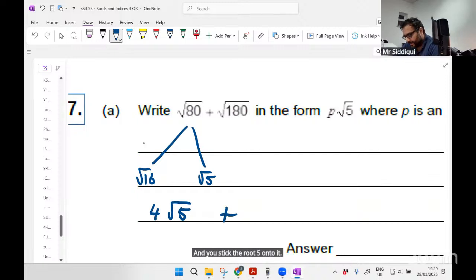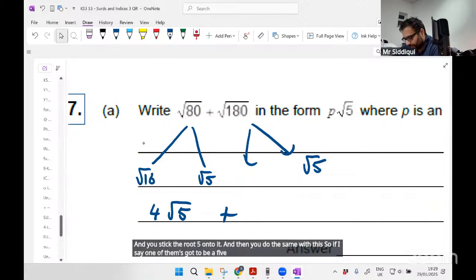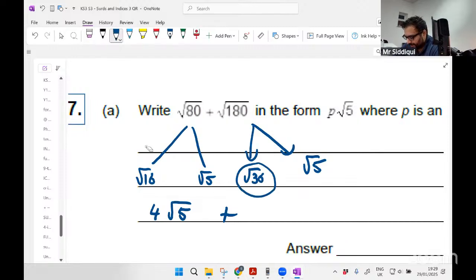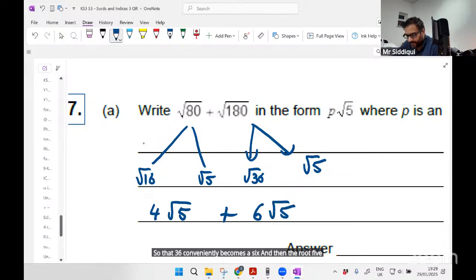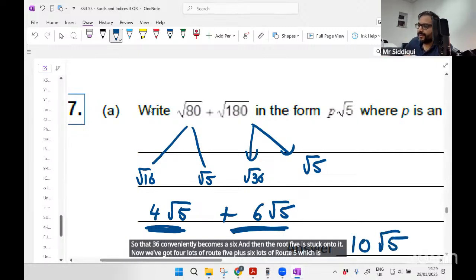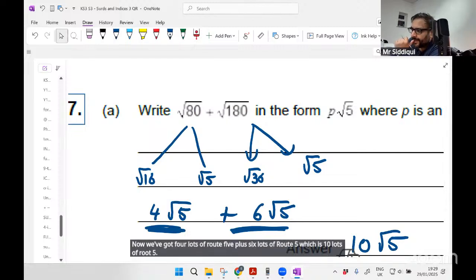And then you do the same with this. So if I say one of them's got to be a 5, then what number times by 5 gives 180? I think it's 36. So that 36 conveniently becomes a 6, and then the root 5 is stuck onto it. Now we've got 4 lots of root 5 plus 6 lots of root 5, which is 10 lots of root 5. Right, I'm just making sure there isn't anything else.